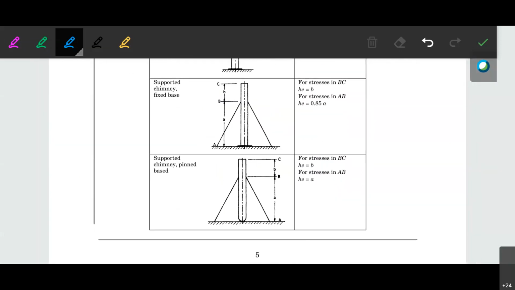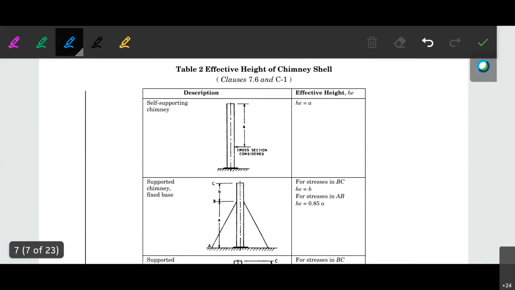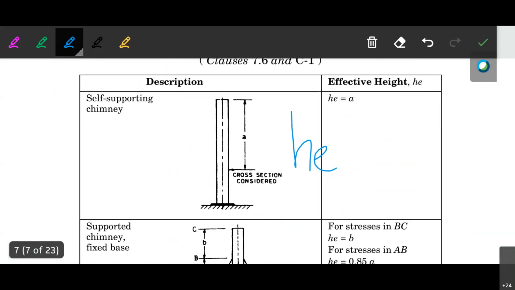Okay, otherwise if it is a supported chimney, okay, supported chimney with the pin base or the fixed base, in that case again the HE will be different. The HE value is different. Okay, we are more focused on self supporting chimney, so remember that for the self supporting chimney HE will be equal to the height from the top of the particular chimney.